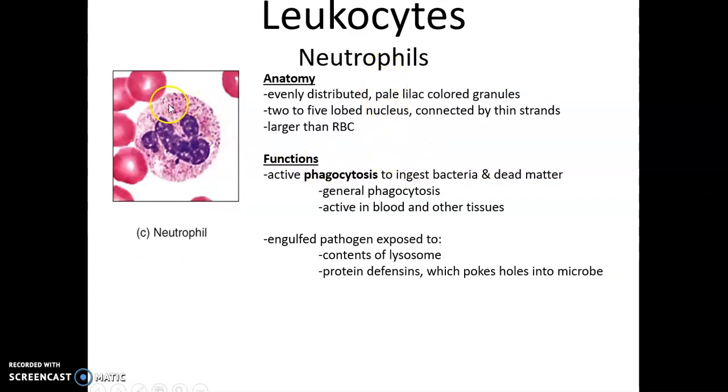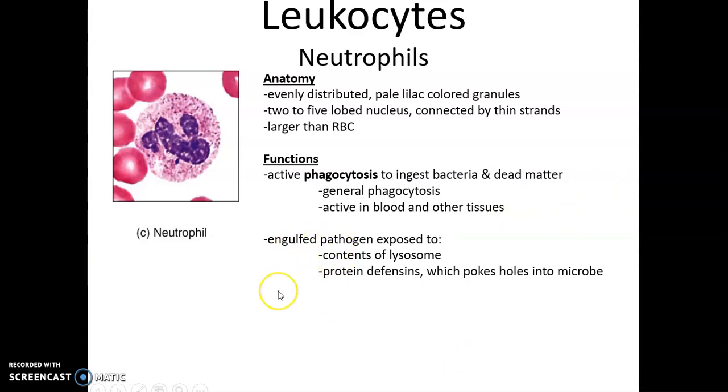Neutrophils have these evenly distributed light purple lilac granules throughout the cytoplasm. They have a nucleus that's 2 to 5 lobed, again still connected by strands, so multi-lobed nuclei, and they are larger than red blood cells. Neutrophils also engage in phagocytosis, so they will surround, ingest, engulf bacteria and dead cell matter. They are considered a general phagocytosis cell, so they will engulf anything that they think does not belong, and they are active in both the bloodstream and in other tissues of the body.